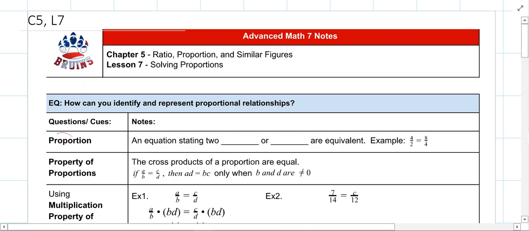What is a proportion? We've been working on all these for quite a while. It's an equation stating two ratios or rates are equivalent. Example, 4 over 2 is equal to 8 over 4.